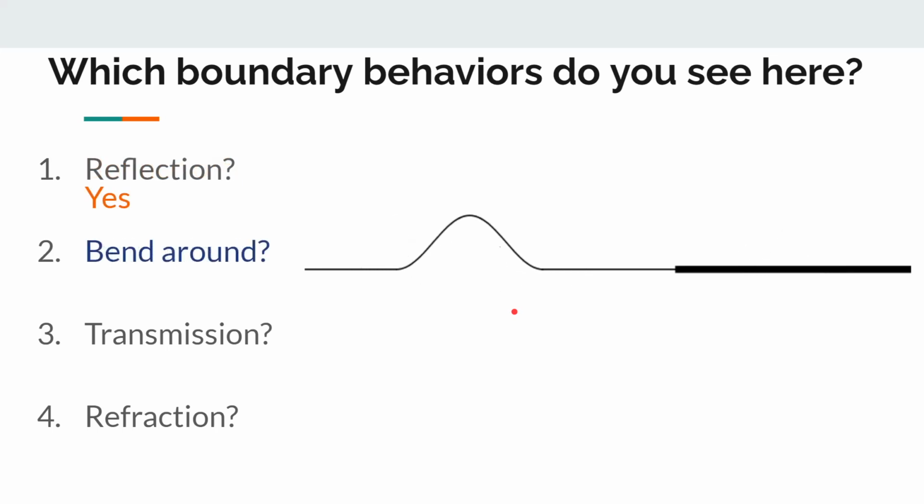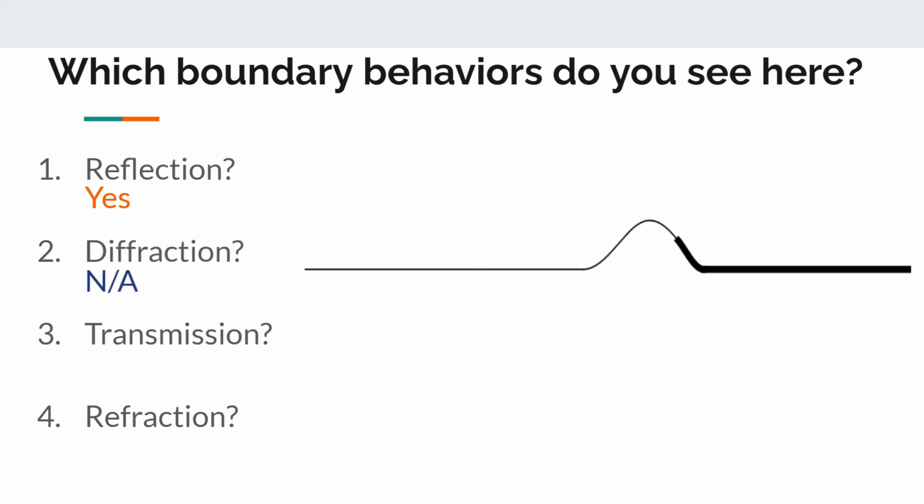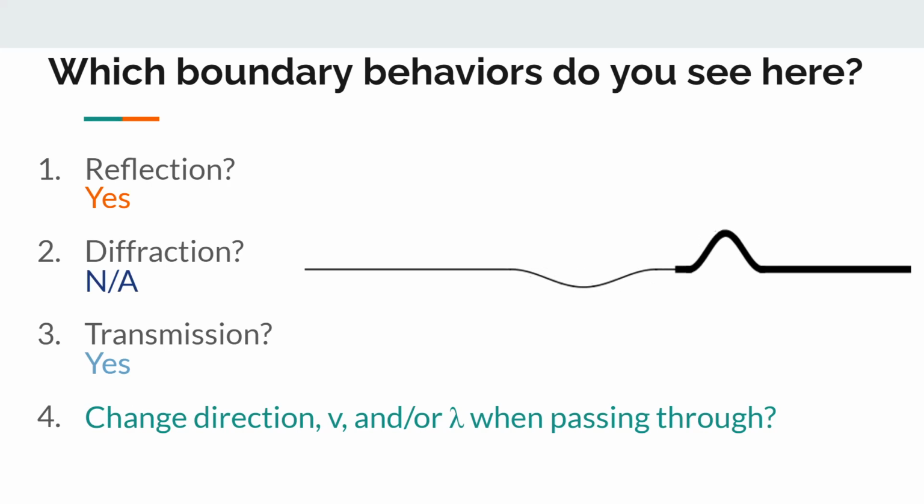Diffraction, does it bend around? That's not going to be applicable here because it's in a rope. But let's talk about transmission. Does it go through? Obviously it does. Part of it continues moving forward. You can see a wave pulse in this thicker rope. Okay, so yes. And then refraction, do we have a change in direction, velocity, and or wavelength?